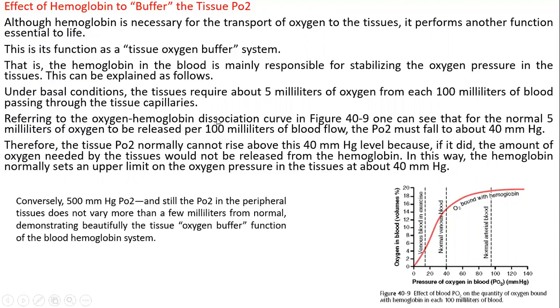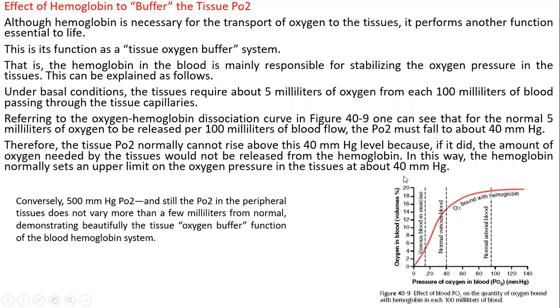Under basal conditions, tissues require about 5 ml of oxygen for each 100 ml of blood passing through the tissue capillaries. Referring to the oxygen-hemoglobin dissociation curve, اللي هو figure 49, one can see that for the normal 5 ml of oxygen to be released, the PO2 must fall to about 40. Therefore, the tissue PO2 normally cannot rise above this 40 millimeter level, because if it did, the amount of oxygen needed by the tissue would not be released from the hemoglobin. This way, the hemoglobin normally sets an upper limit on oxygen pressure in tissues at about 40 millimeters.